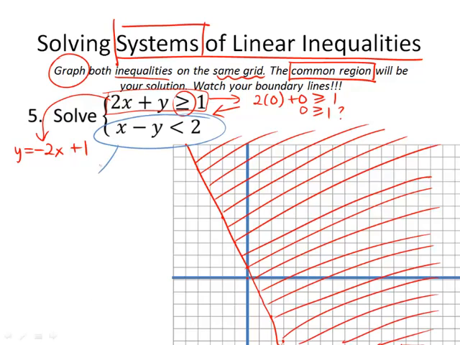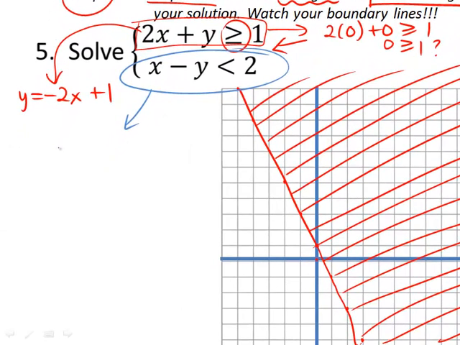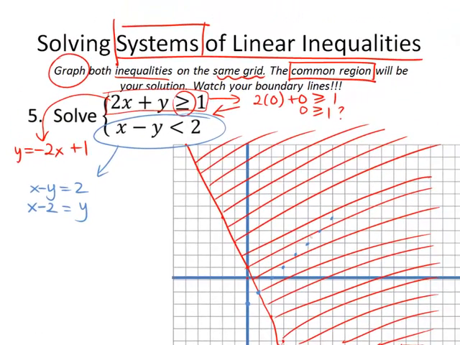Let's take a look at the other equation in blue. So if we solve this, say you had x minus y is equal to 2. Let's solve it. That gives us y is equal to x minus 2. So that starts at negative 2 and travels up 1 over 1, up 1 over 1, and so on. Now this line is dotted, so it's going to be a dotted line all the way through all these points.